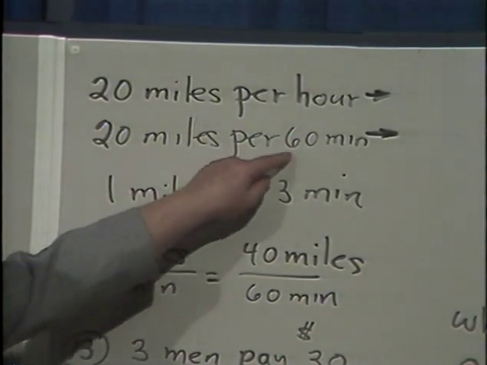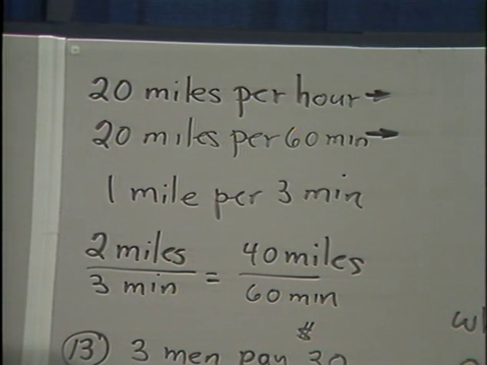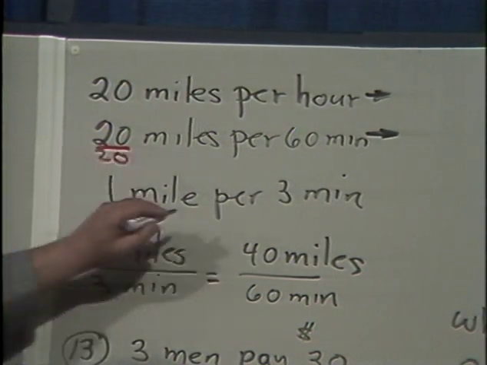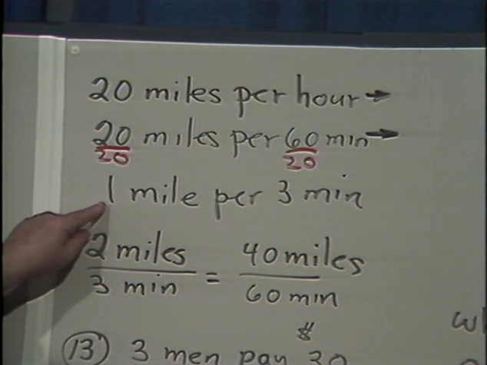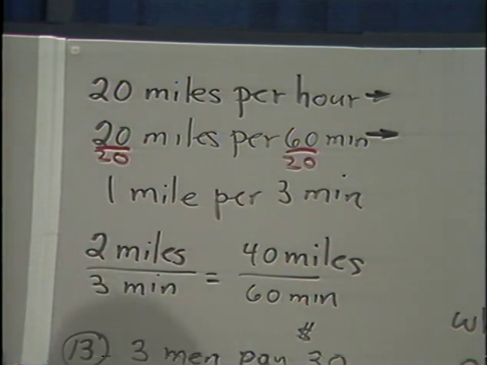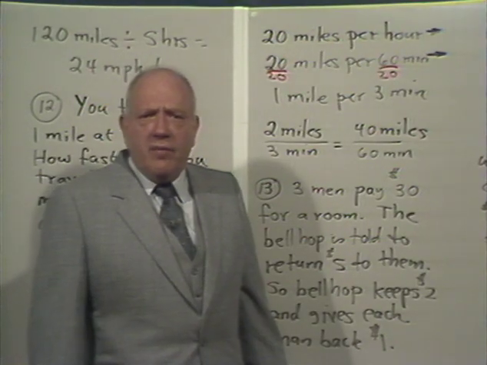That's 20 miles per 60 minutes. Divide both sides of this ratio by 20. Remember, we can multiply or divide both sides of a ratio by the same number. What does that tell you? You went 1 mile per 3 minutes. You're only allowed 2 minutes altogether. You've already used up 3 minutes on the first mile.